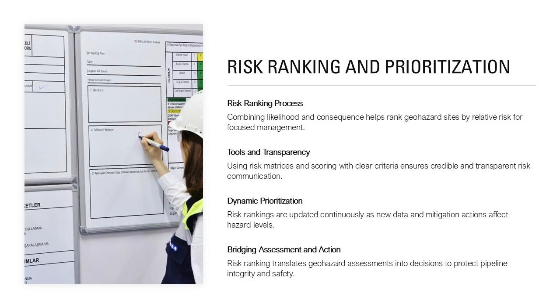Prioritization is not static. As new data become available, mitigation measures are implemented, or conditions change, risk rankings should be updated. This dynamic process supports continuous improvement and adaptive management. This slide explains how risk ranking bridges the gap between assessment and action, ensuring that geohazard management efforts are focused on the most significant threats to pipeline integrity and safety.